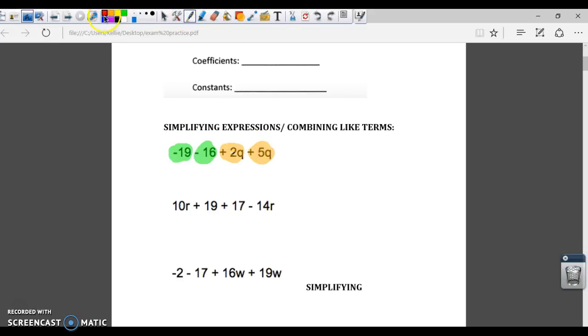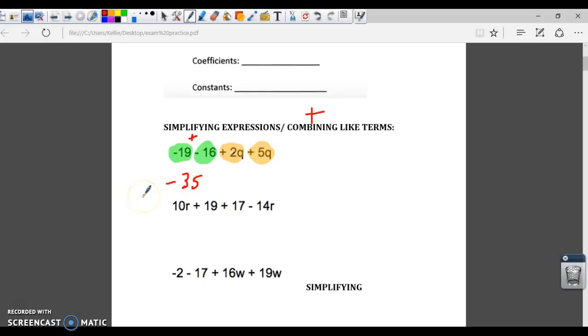Remember that? And when we combine them, remember, combining means add. So combining like terms, a -19 plus a -16. So we're going to add 19 and the 16. 19 and 16. We should have -35. Negative plus a negative, so -19 combined, which means plus, a -16 is going to give us a -35.